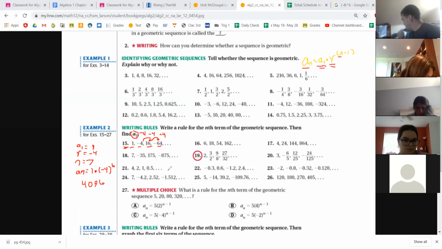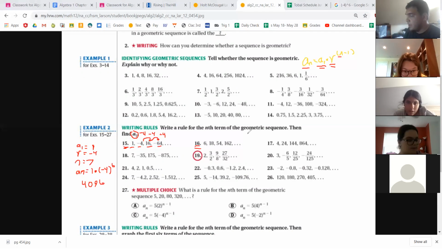Okay. All right. Let's go to the next one. Number 16. First, let's find the factors. It's times 3, right? Good. So A of 1, the first term, is what? 6. I agree. Second term, R is 3, as you said. That's the pattern. And N is 7 still, yeah, because we're going to use the same one every time. So we plug it in.